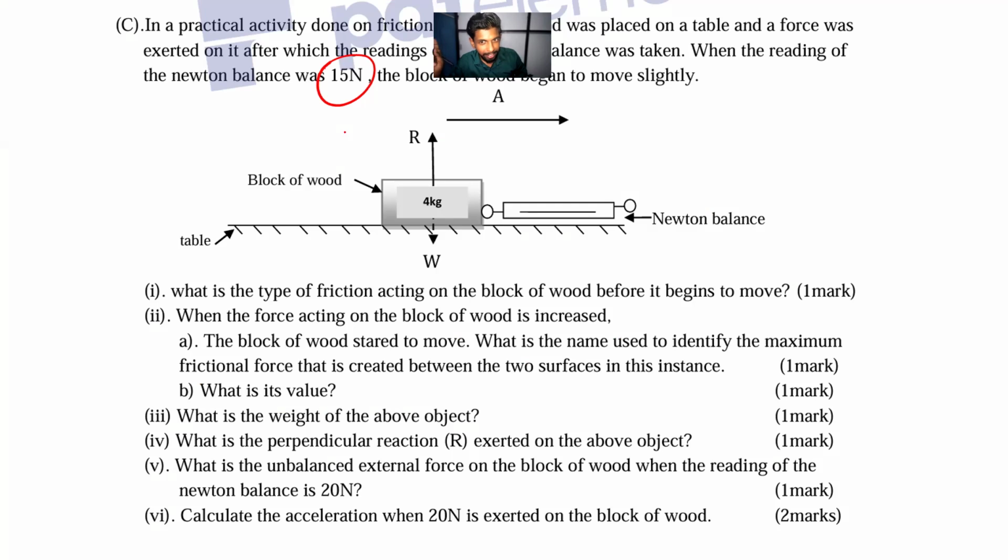Did you get the idea, Pula? Yeah, in this question, they have mentioned when I am applying 11 Newton, the object didn't move. 12 Newton, object didn't move. 13, no. 14, no. When I am applying 15 Newton, then the object starts to move. So, here the limiting will be 15. Am I right or wrong? Here, limiting will be 15.